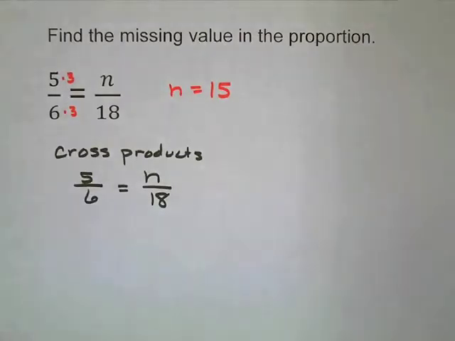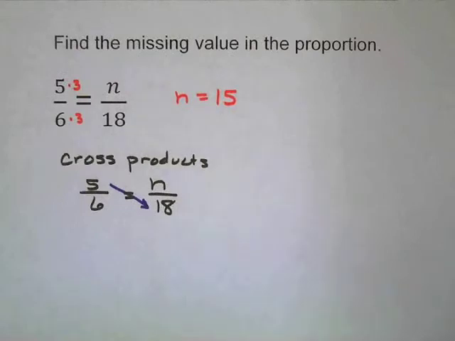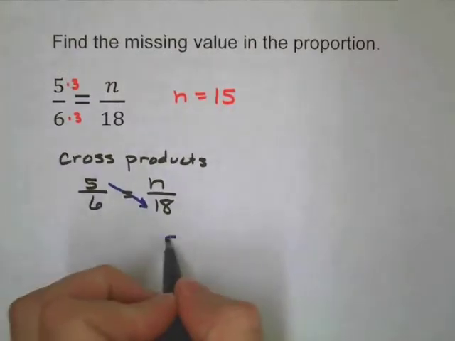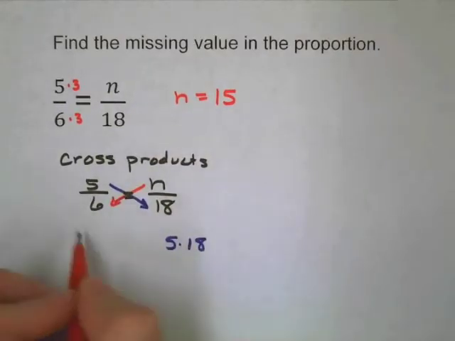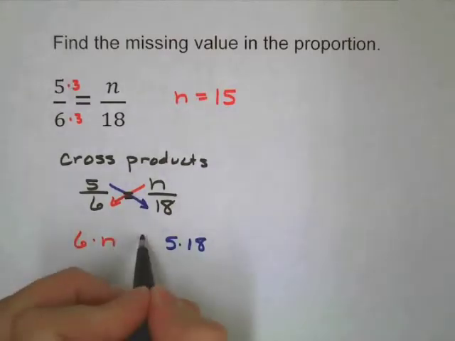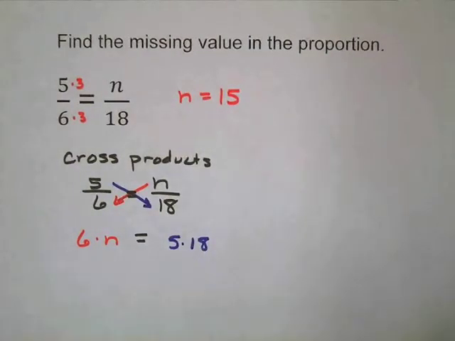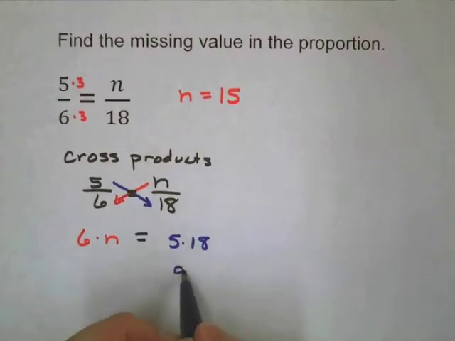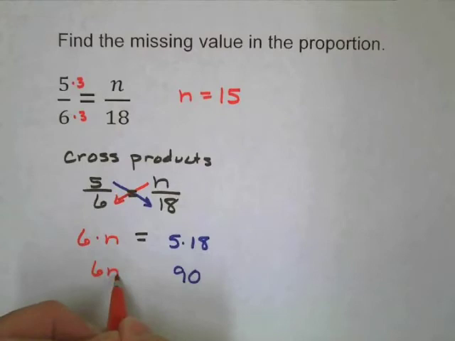And cross products tells us that if we multiply across both ways, so if we have 5 times 18 and we multiply across the other way, so we have 6 times n, we know that those two are going to be equivalent to each other. And 5 times 18, that's going to come up with 90. And 6 times n, I can think of that as 6n.